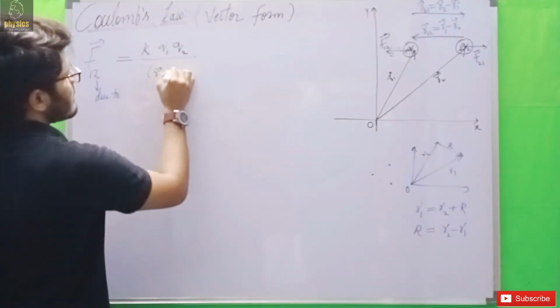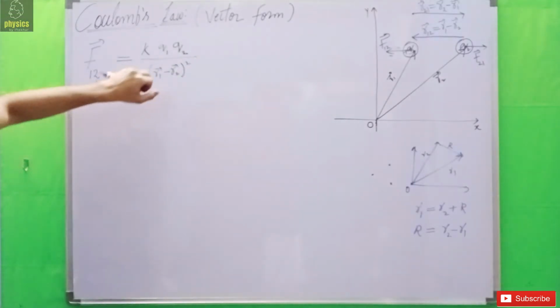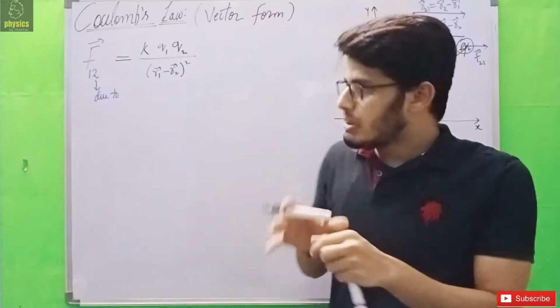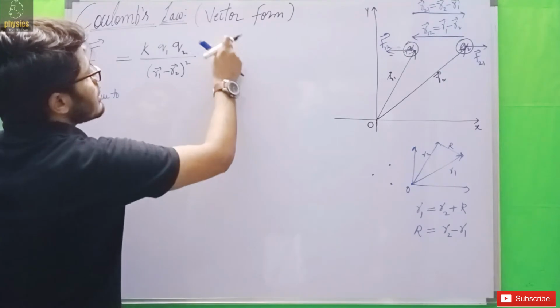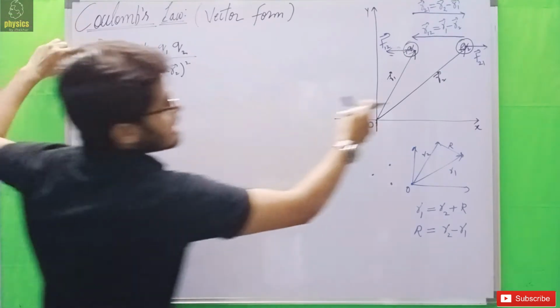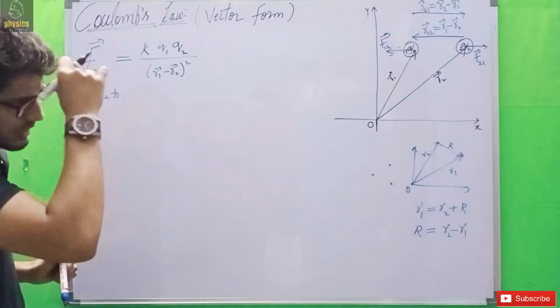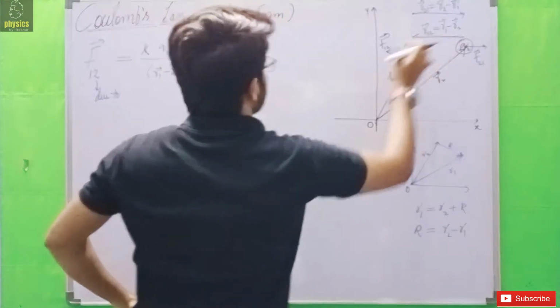R1 minus R2 whole square. So this is not in vector form. The equation will be in vector form. You have to write the unit vector along the line joining Q to Q1. What is the unit vector? Here is the unit vector for this vector.